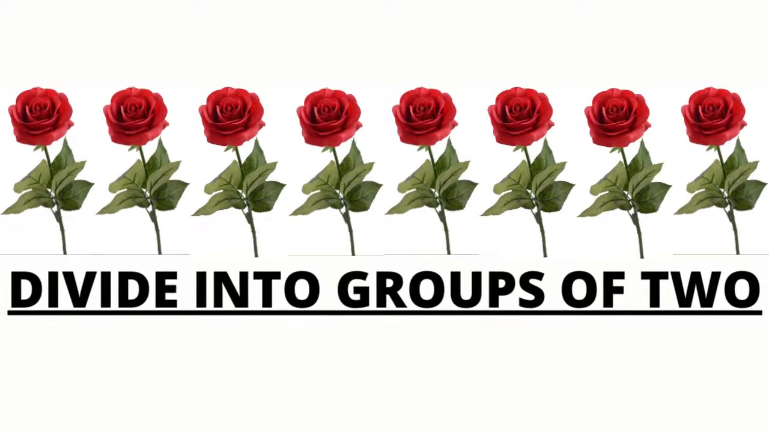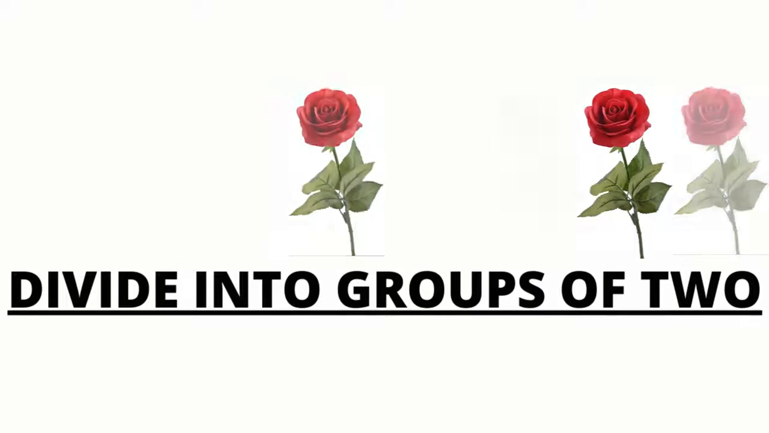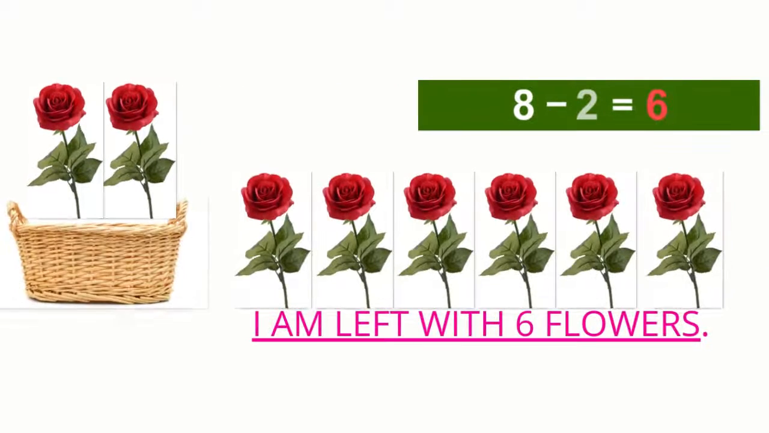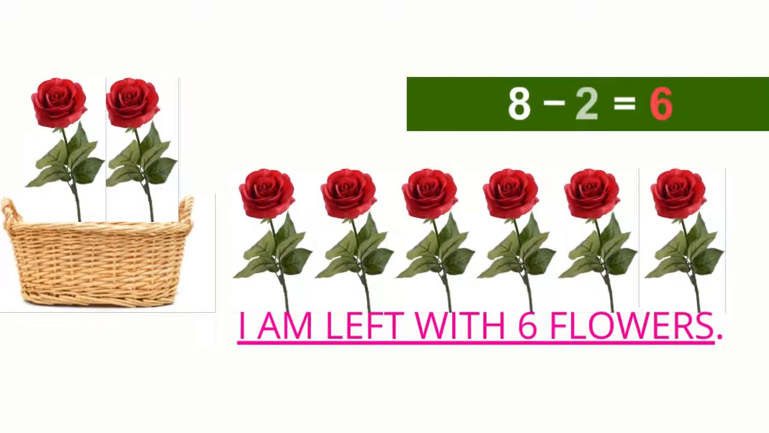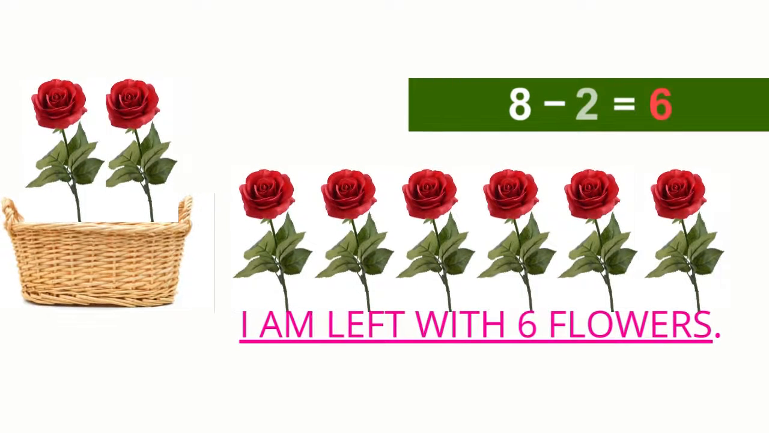I have 8 flowers. I will divide them into groups of 2. So I put 2 flowers in one basket. Now I am left with 6 flowers. So 8 minus 2 is equal to 6.